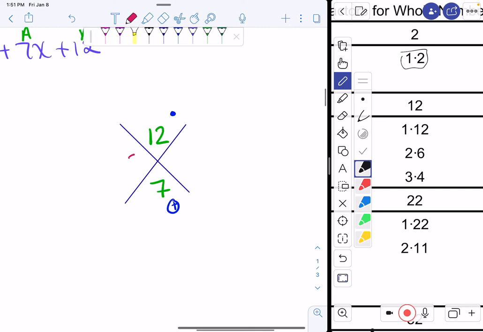Now I'm going to put my 2 and my 6. 2 times 6 is 12. But guess what 2 plus 6 is? Not 7. It's 8. So I can't use my 2 and my 6.